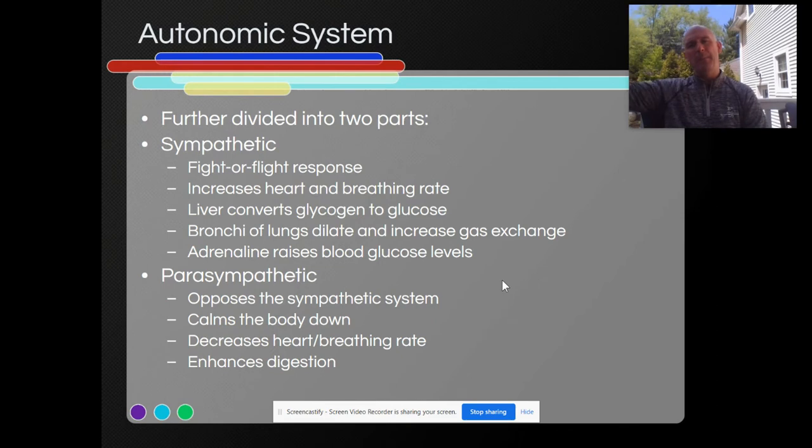Now, once we speed it up, we then need to slow it back down. So that's where the parasympathetic system comes in, right? It just opposes it, right? It calms your body down, decreases heart rate, decreases breathing, right? And then reverses digestion. So after shutting it down, it starts to get digestion moving again.